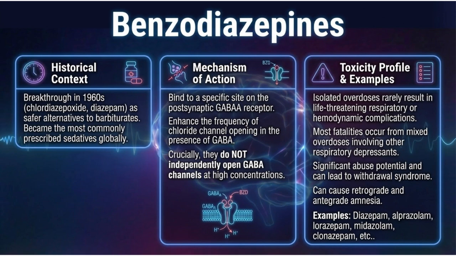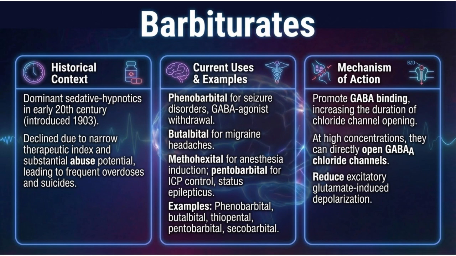Now compare that to barbiturates. The ones with the highest risk. By far. They don't increase the frequency, they increase the duration. They hold the channel open for longer each time. Okay, and at high doses? At high doses, they do something benzos can't. They can directly open the GABA chloride channel all by themselves. They don't need GABA anymore, they just take over. They don't just help the brake pedal, they become the brake pedal and jam it to the floor.